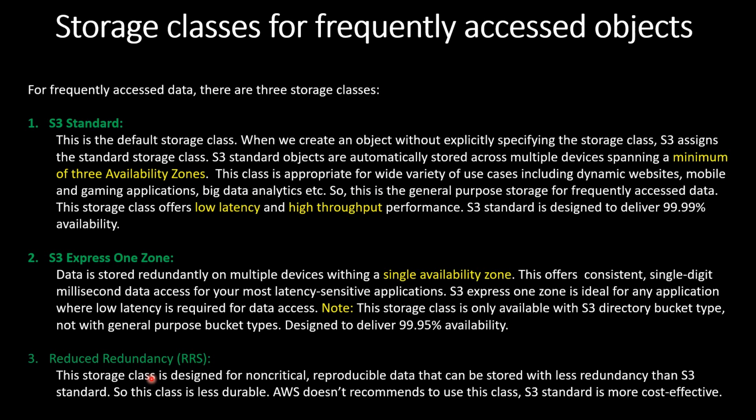Then Reduced Redundancy Storage. This storage class is designed for non-critical reproducible data that can be stored with less redundancy than S3 Standard. So this class is less durable, and AWS doesn't recommend using this class. S3 Standard is more cost effective.